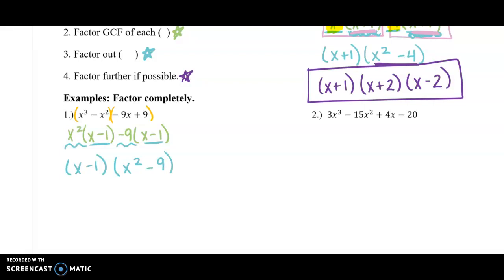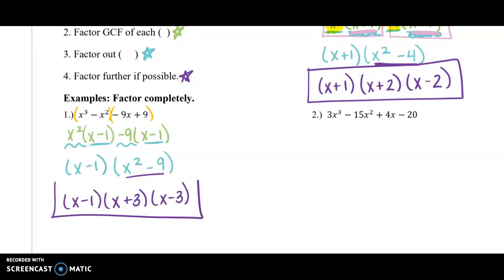Okay? From there, I look to see, can I factor anything further? And I can factor this x squared minus 9. So I keep that x minus 1. Then I would have x plus 3 times x minus 3. And since it's multiplication, technically the order in which you put those three sets of parentheses would not matter. You would still end up with the same answer in the end.